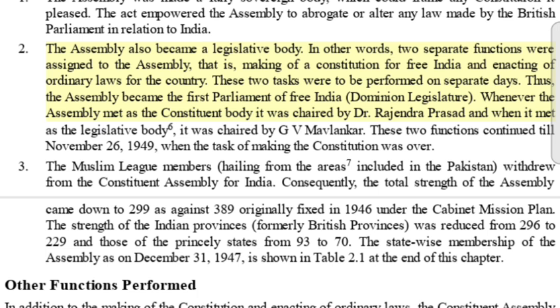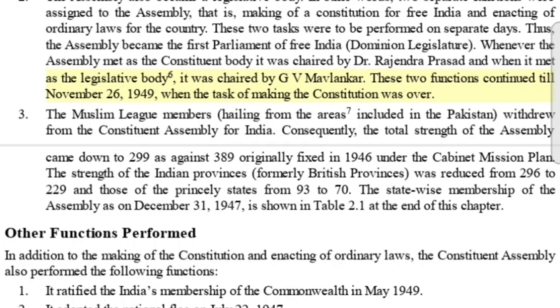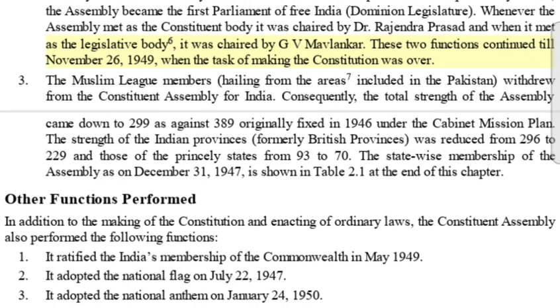Whenever the Assembly met as the constituent body it was chaired by Dr. Rajendra Prasad, and when it met as the Legislative Body, it was chaired by G.V. Mavlankar. These 2 functions continued till November 26, 1949, when the task of making the Constitution was over.